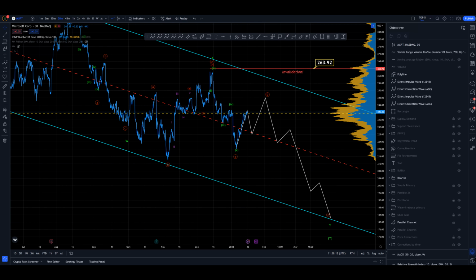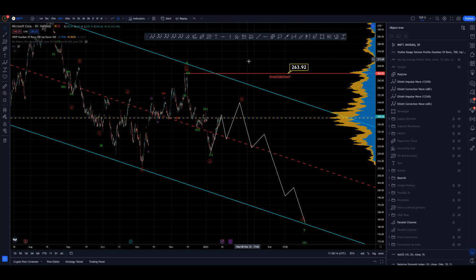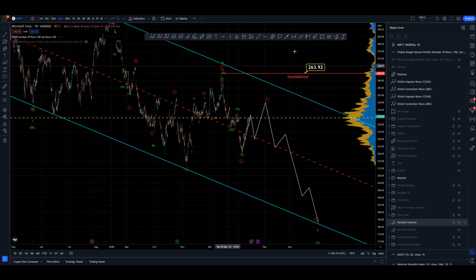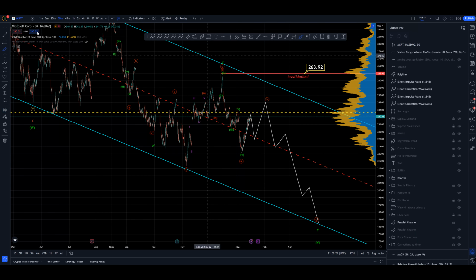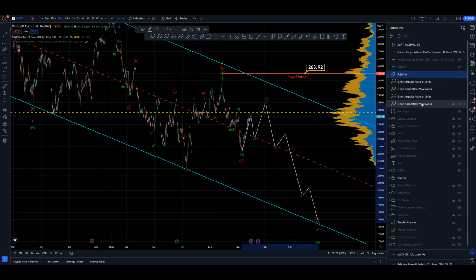So invalidation for the bearish count, a trap between these two levels, is 263.92. That can't be another A, B, C from this pivot here if we take out that 263.92 level. So let's gather all this up and put it in the bearish folder.